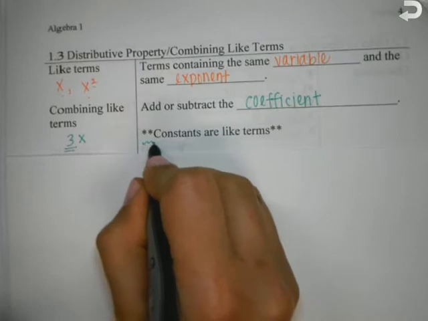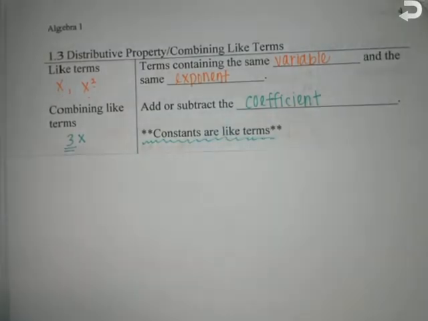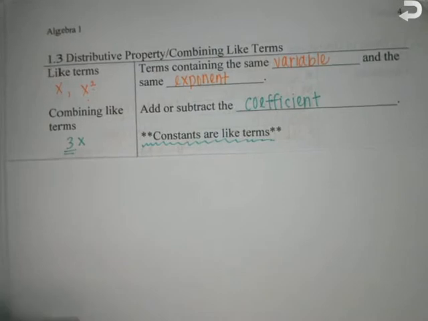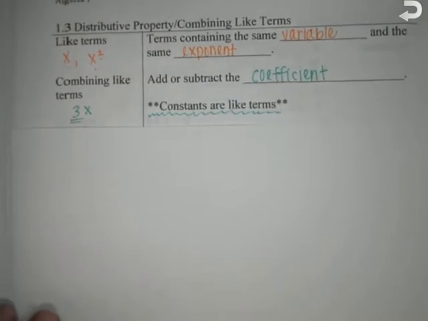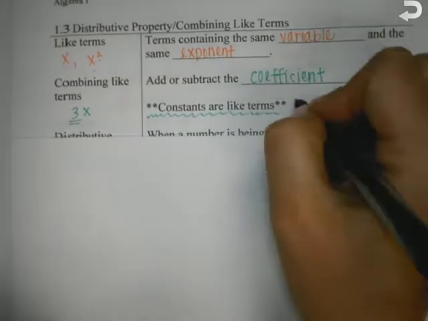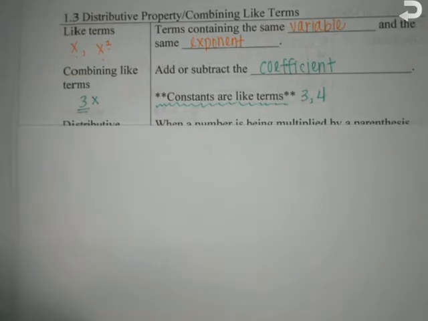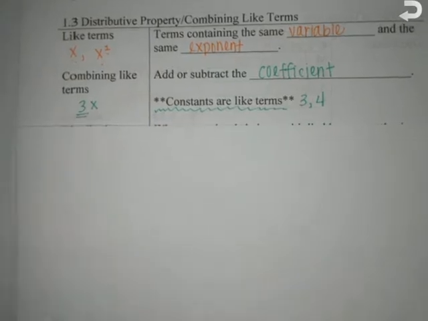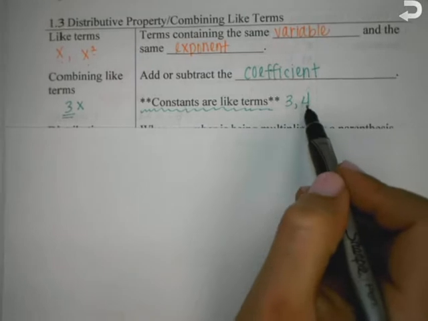Constants, this is something we have to remember. Constants are like terms. What's a constant? Constant means it doesn't change. It's just a number. So are 3 and 4 like terms? They are. Do they have the same variable? Yeah, they don't have one, right? Does that variable have the same exponent? Yes, it doesn't exist, so it's not there. So we can add 3 and 4. Okay, that's what it means.